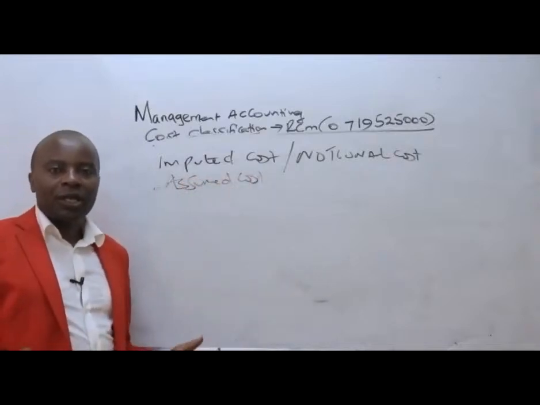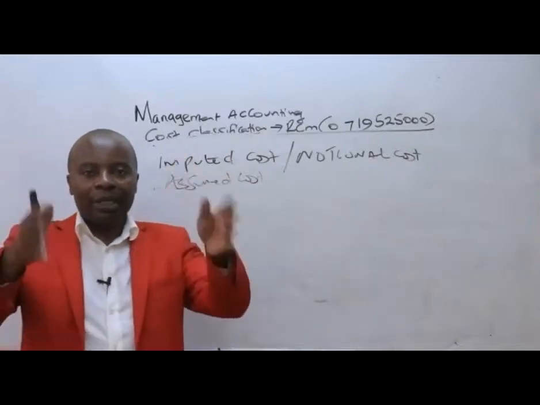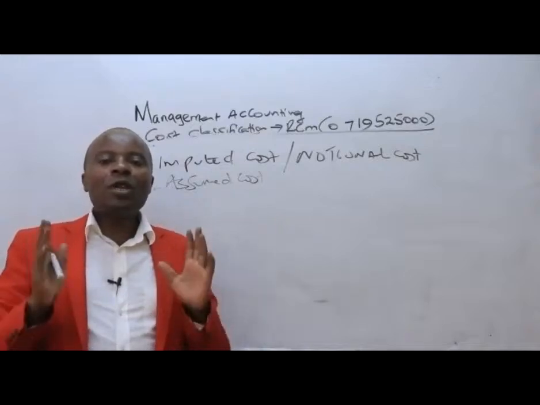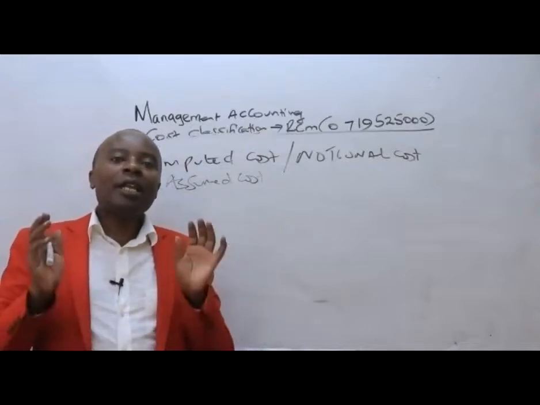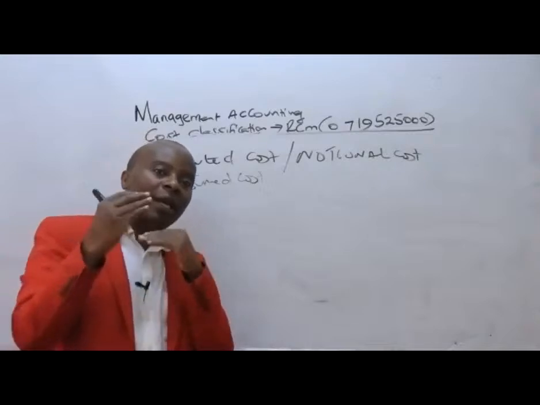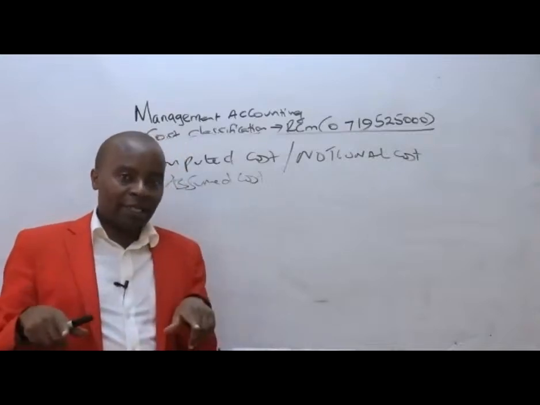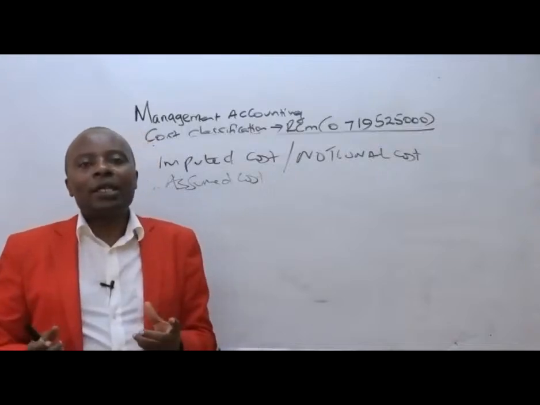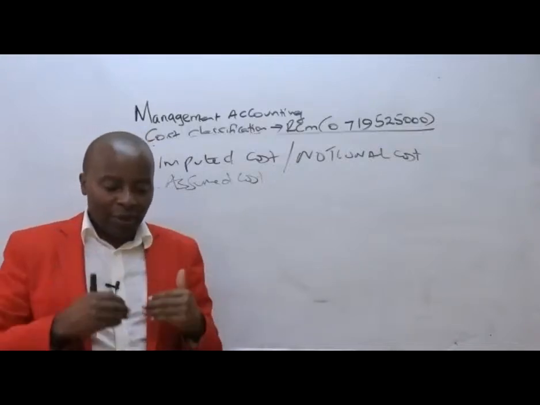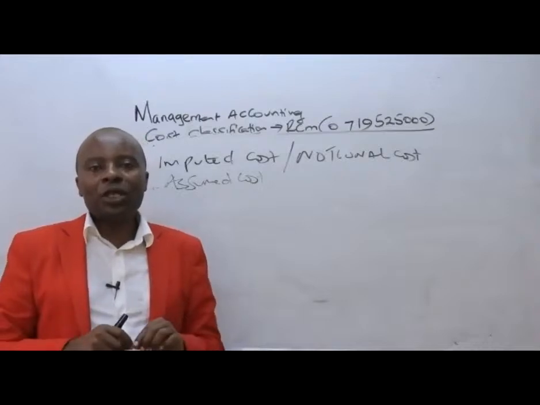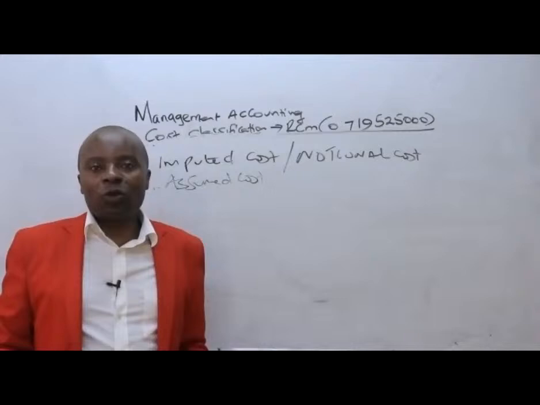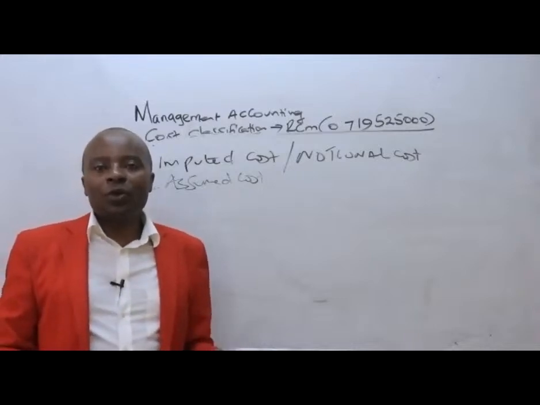For instance, if as RCM we own a building, it will be very important for us in our income statement to have rent. We'll be assuming, if we were paying rent, how much rent would we have paid? So then in our income statement, we shall be charging rent. Of course, that rent doesn't exist. It's an assumed one. It's a hypothetical one. So it is notional. It is what you're imputing.